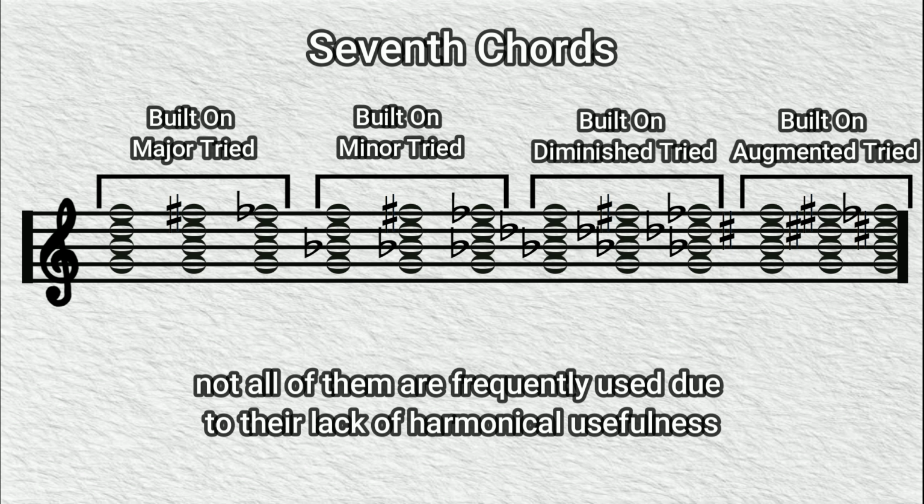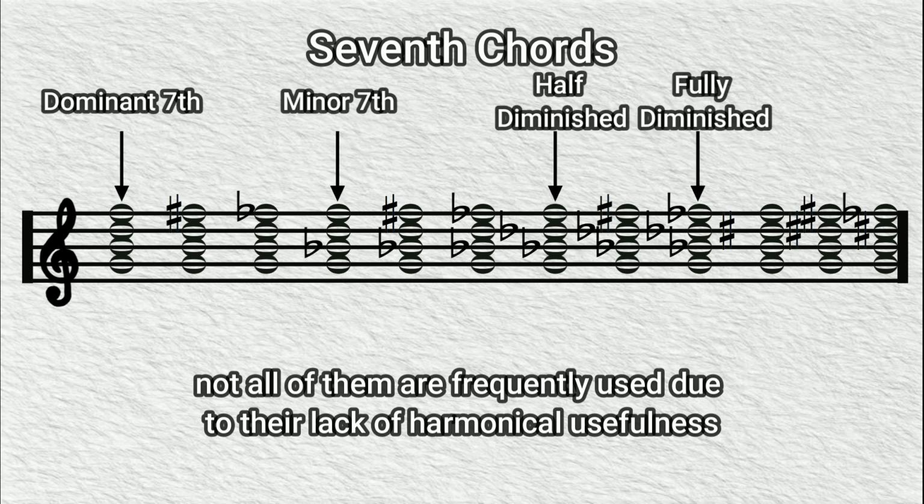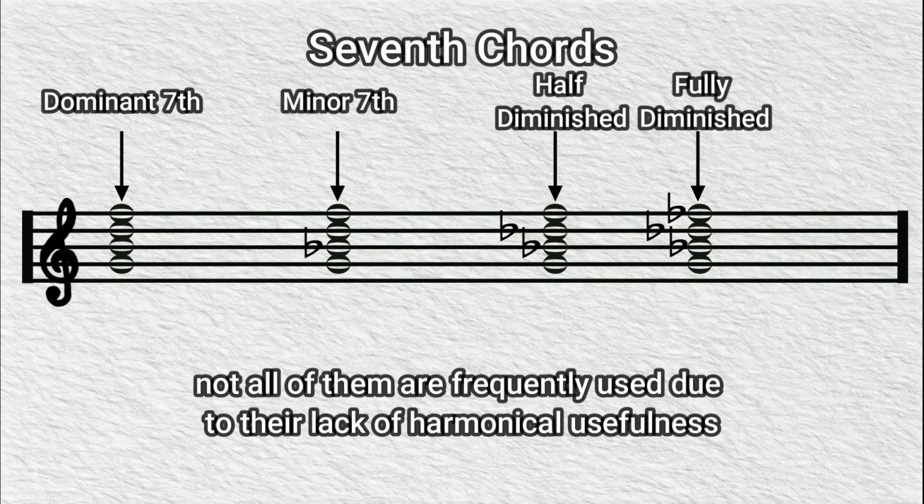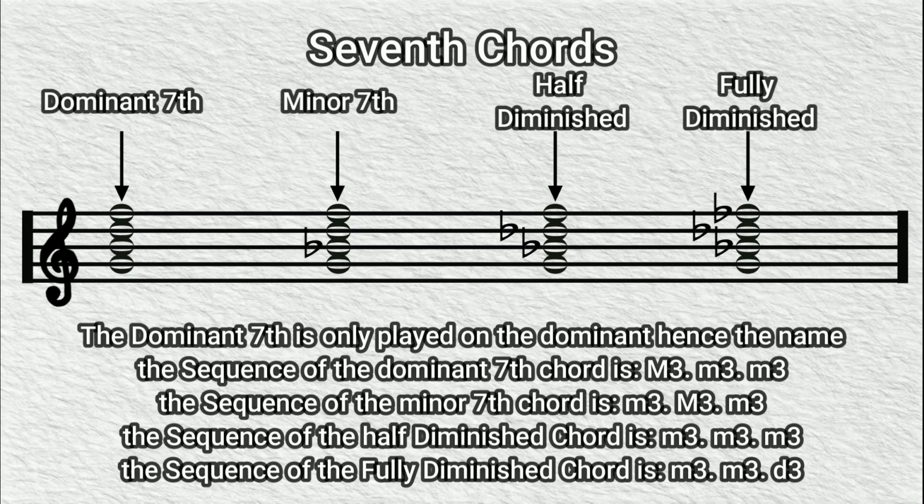The 4 most important ones you may encounter are the dominant 7th chord, minor 7th chord, half diminished chord, and the fully diminished chord. I'll get to the other types of chords in a later lecture. The dominant 7th chord is only used on the dominant degree, hence the name, and the sequence is major third, minor third, and another minor third. The sequence of the minor 7th chord is minor third, major third, and a minor third. The sequence of the half diminished chord is 3 minor thirds. The sequence of the fully diminished chord is a minor third, and a diminished minor third.